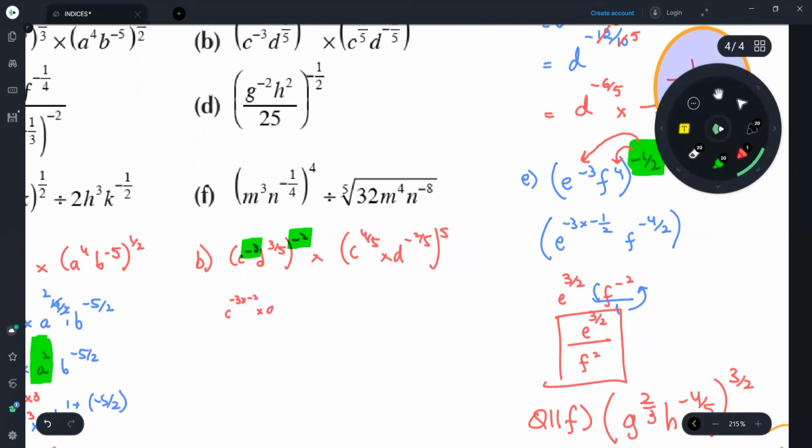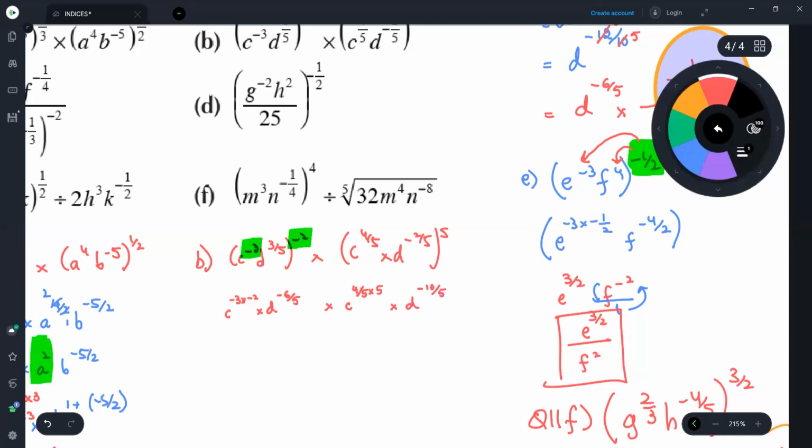And then it's going to be d to the power 6 upon 5, minus 6 upon 5, multiplied by c to the power 20 upon 5. Very good. Multiplied by d to the power minus 10 upon 5. Now let's simplify. Let's cancel 5 and 5, and 5 one time and 5 two times. Yes or no? Yes. Now the next step would be c to the power positive 6, right?